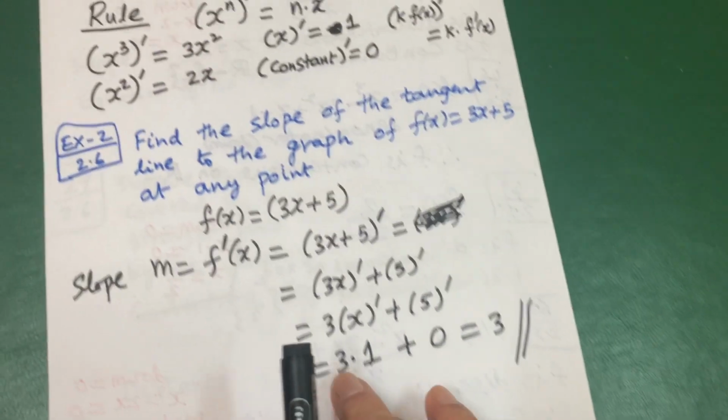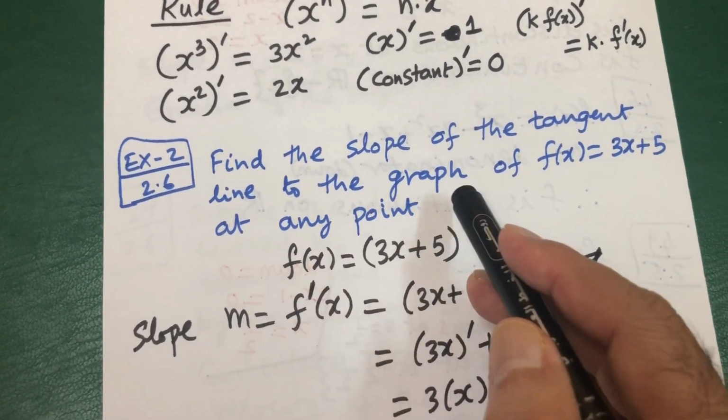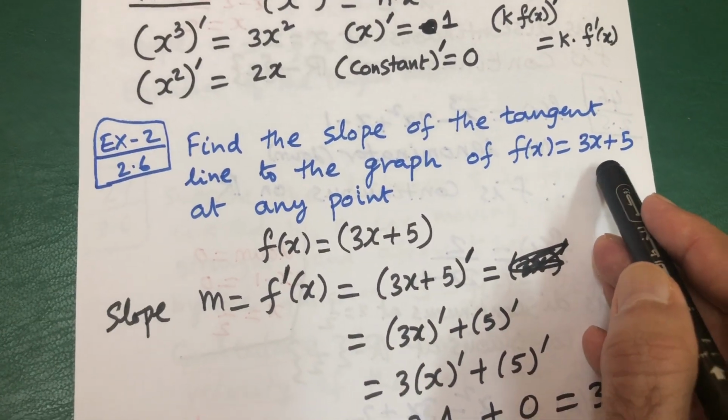Now let us do one problem, very simple. Find the slope of the tangent line to the graph of f(x) equal to 3x plus 5 at any point.